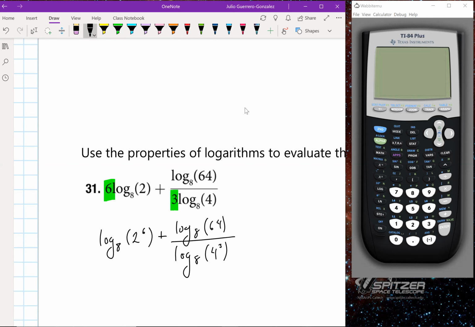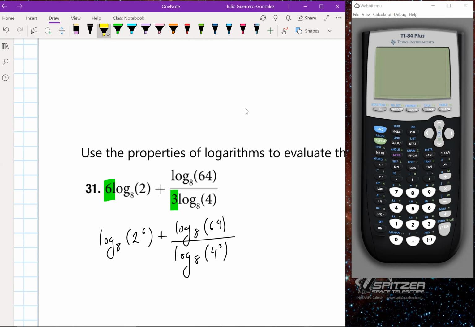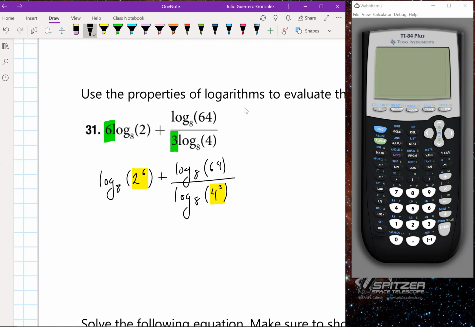Got it? Cool. Wait, is that it? Hold on. Okay. What's 2 to the 6th? 64. And what's 4 cubed? 64. Yeah.